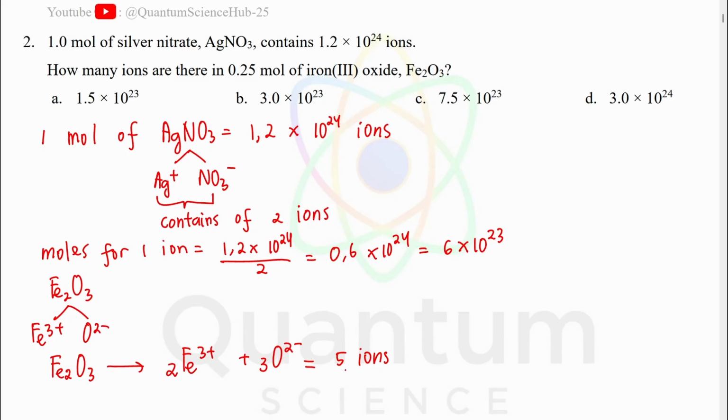So the moles of Fe2O3 equals 0.25 mole. So the ions per formula unit is 5. So remember, 1 mole is 6 times 10 power of 23 based on the question. So how many ions are there in 0.25 mole? So we have 0.25 times 6 times 10 power of 23. And how many ions? 5 ions. So you times by 5. So equals 7.5 times 10 power of 23. Okay, so the correct answer here is C. Question 3.